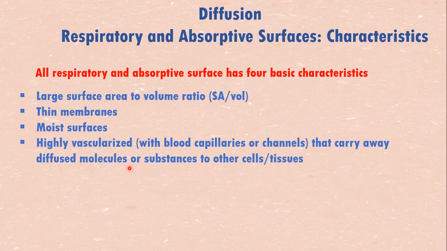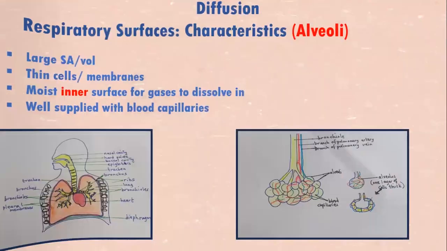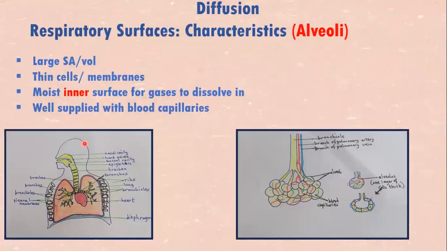Both surfaces have a large surface area to volume ratio, very large surface areas, thin membranes, moist surfaces, and are highly vascularized with blood capillaries or channels that will carry away the diffused molecules or substances to other cells and tissues. So we'll look at some examples of respiratory surfaces.